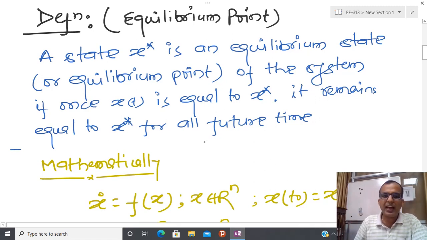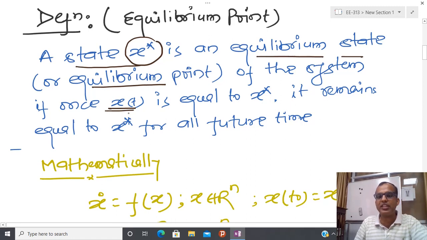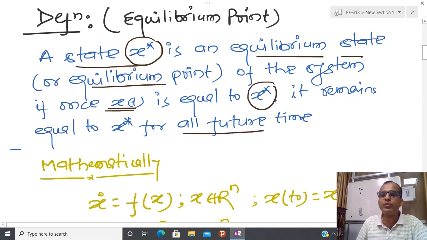Suppose that I have some dynamical system, that is x dot equal to f(x). That class of dynamical system is called an autonomous system. And suppose there exists some state, x star, that is the equilibrium state or equilibrium point of the system. So if x(t), since the state is changing with respect to time, becomes equal to x star, it remains equal to x star for all future time.